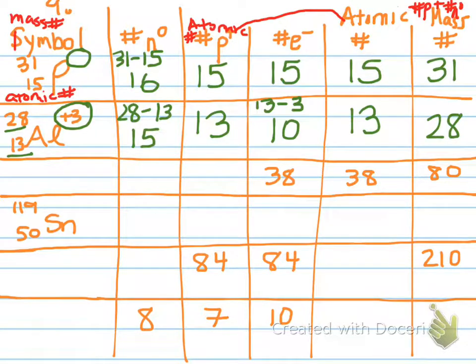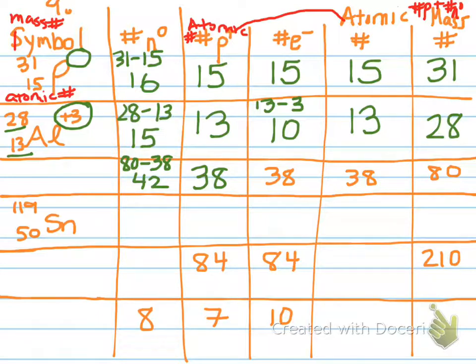All right, this next one. Again, they tell me my atomic number, so that is also the number of protons. So that has to be 38. To figure out my number of neutrons, it's still going to be my mass number, which is 80, subtracting my atomic number, which is 38, which is going to be 42.